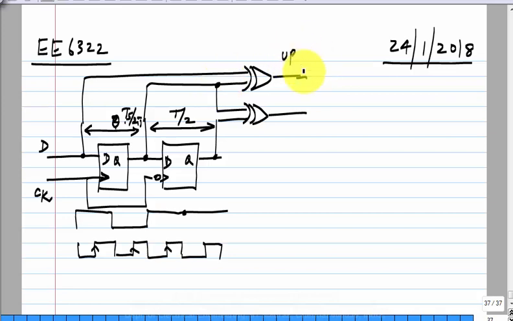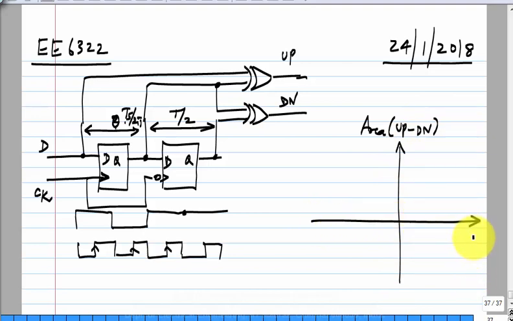So if I call this the up signal, because this area being more than the other one, down, indicates that the clock is lagging the point where it should be and you have to advance it. Similarly, if down area is more than up area, it means that it is too far advanced and you have to delay it. So if you plot the area of up minus down versus the phase difference phi, what is phi? Phi is 0 when the rising edge is in the middle of the data bit.